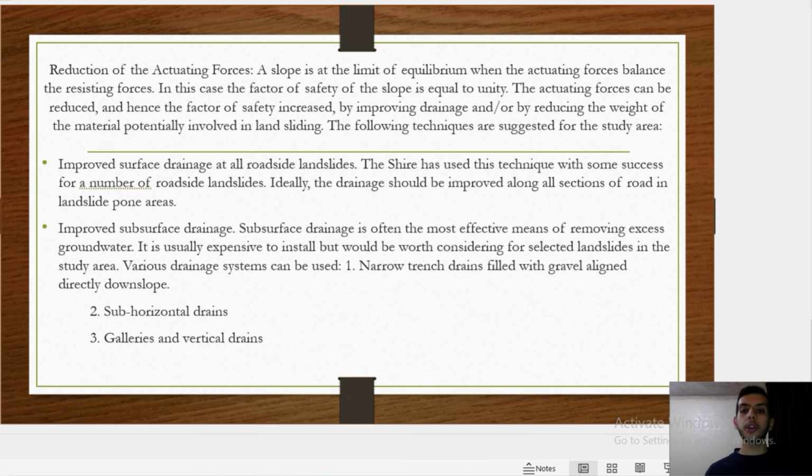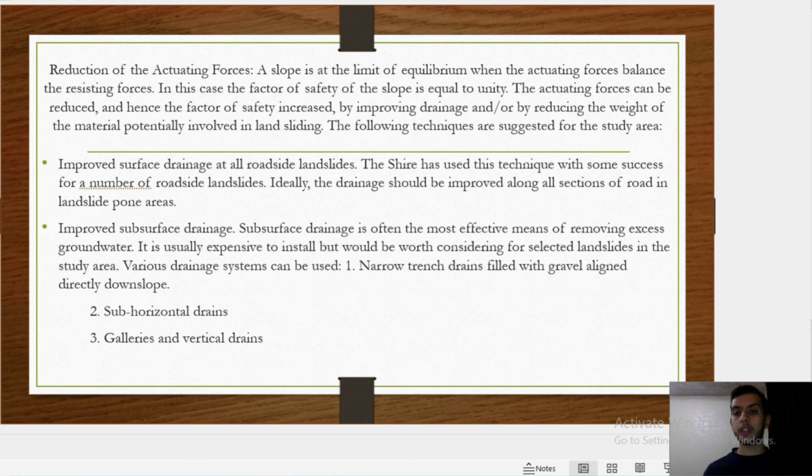A reduction of the actuating forces. A slope is at limit of equilibrium when the actuating forces balance the resisting forces. In this case, the factor of safety of the slope is equal to unity. The actuating forces can be reduced and hence the factor of safety increased by improving drainage or by reducing the weight of the material potentially involved in the landsliding.